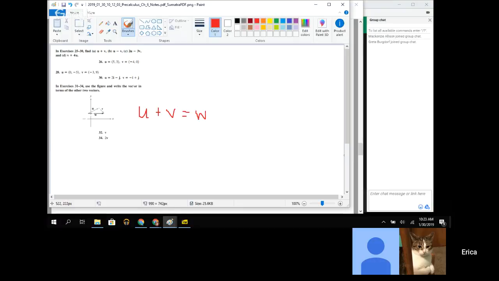So if I wanted you, I think number 31 says, tell me what W is. So W equals U plus V, right? If I wanted to know what V was in terms of the other two vectors, I would just use the same equation and say that for number 32, V equals W minus U, right? If I subtract U from both sides, I get what V equals. That makes sense? So that's how you would solve that equation. It's kind of just a quick, easy one.